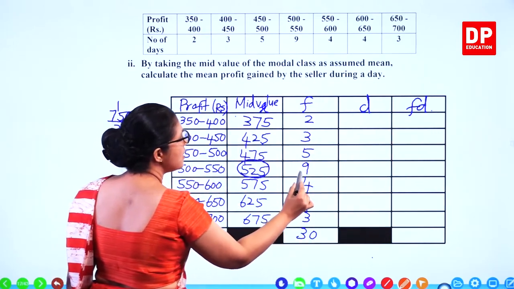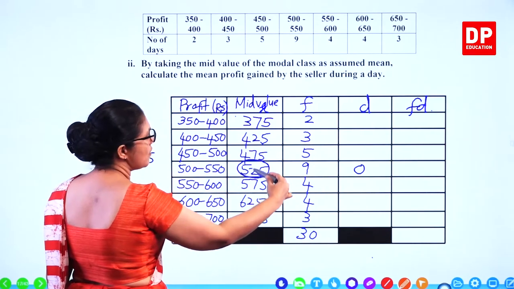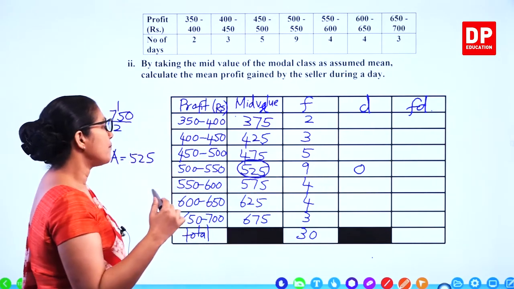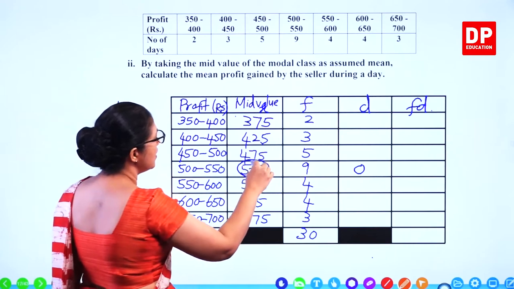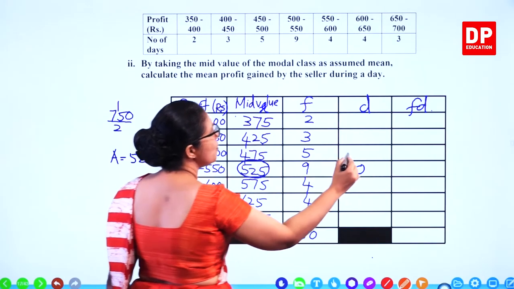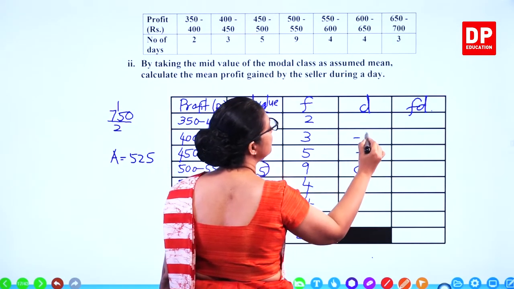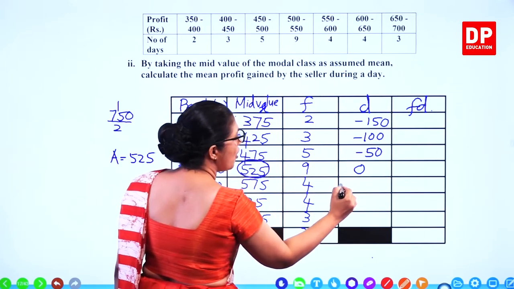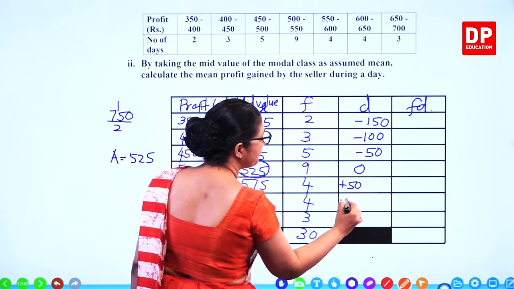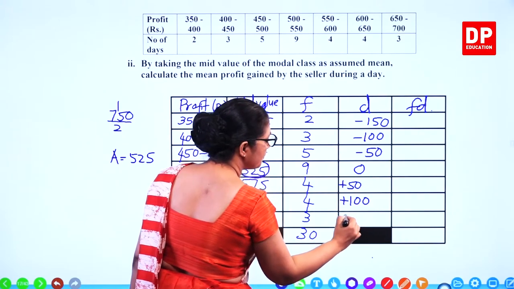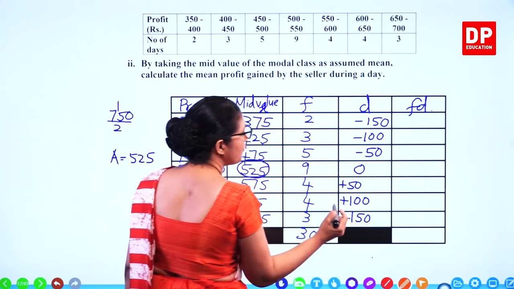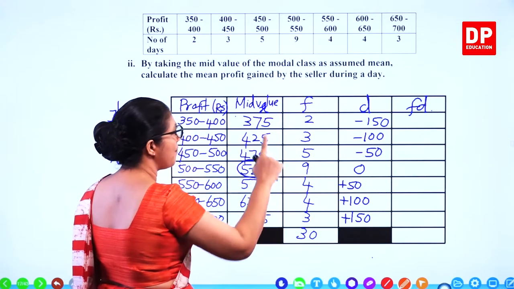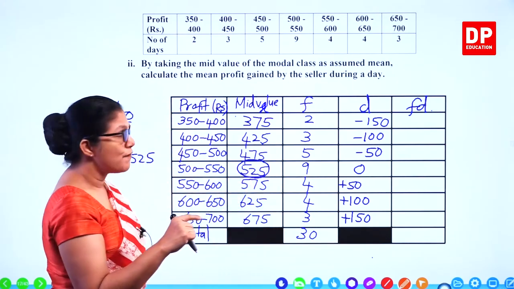So deviation here is 0. What's the difference here? 50 is the difference. So here 50 difference, so you get minus value above and positive values below. Now multiply and calculate F into D.